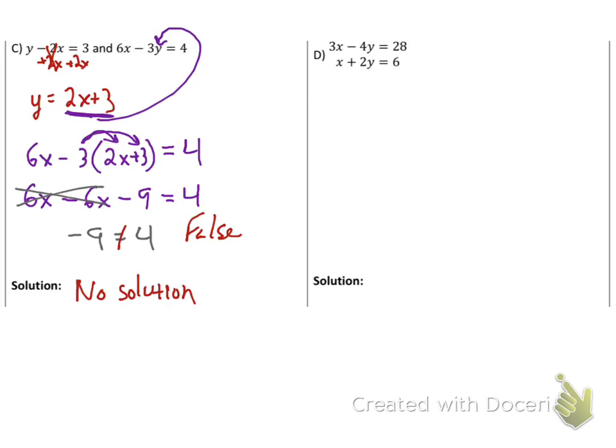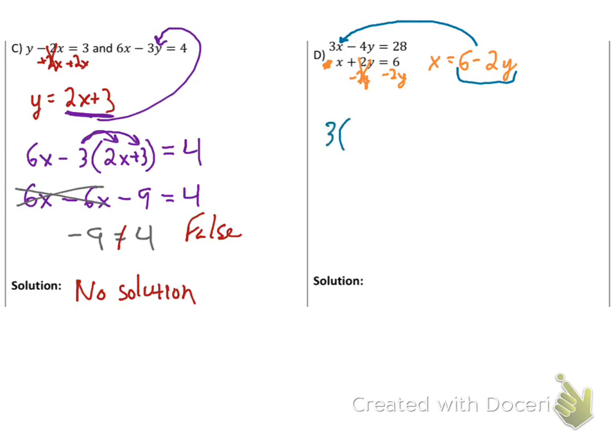Okay, we got 3x minus 4y equals 28, and x plus 2y equals 6. So remember, before I can substitute, I need to get one of my variables by itself. This second equation, the x is really close to being by itself. All I need to do is subtract 2y from both sides. So my second equation is going to become x equals 6 minus 2y. And now that x is by itself, I'm going to take this 6 minus 2y and plug it into the first equation every time I see an x. Because 6 minus 2y equals x.